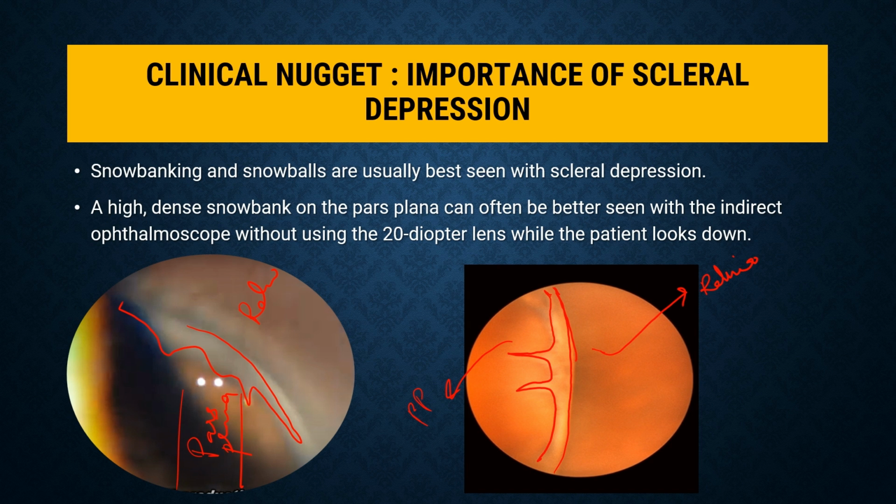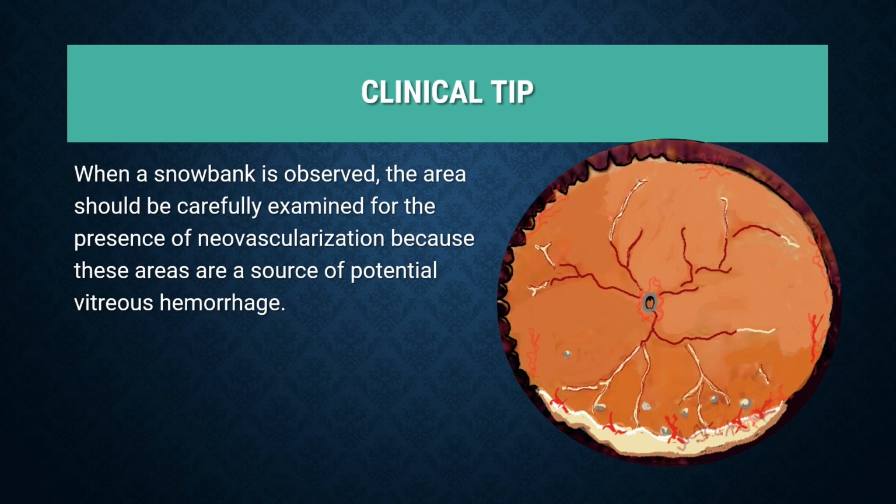However, sometimes the snow banking might be present quite high up, not just on the pars plana, but quite high up in the retina. So in those cases, you might be able to see them without even doing an indentation. And in those cases, another important tip is that you can ask the patient to look down when you're carrying out your indirect ophthalmoscopy. So when the patient looks down, the inferior part of the retina basically comes to your view.